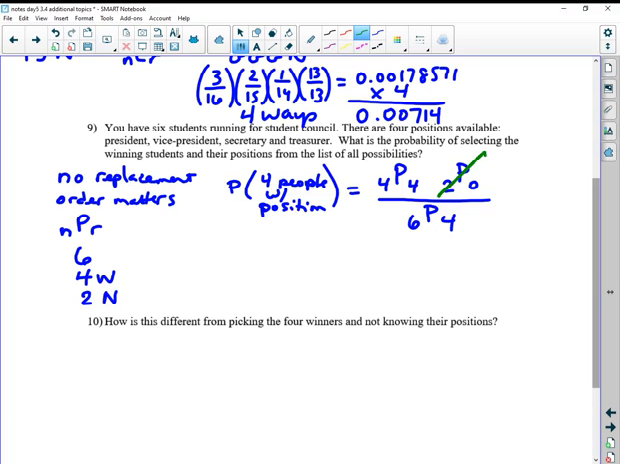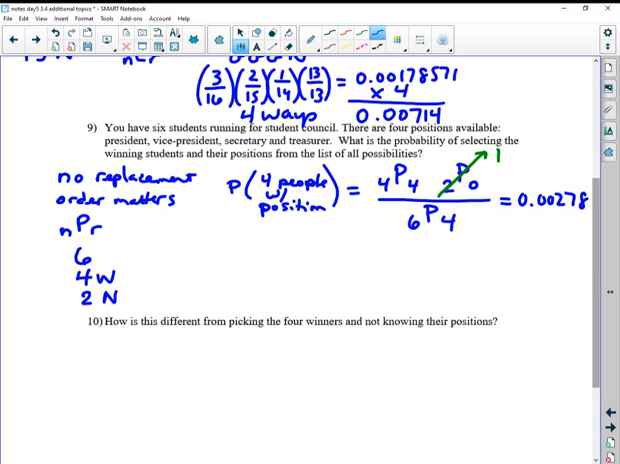This right here does become 1. There's only one way to pick nobody out of 2 people. So the probability of that happening is 0.00278.